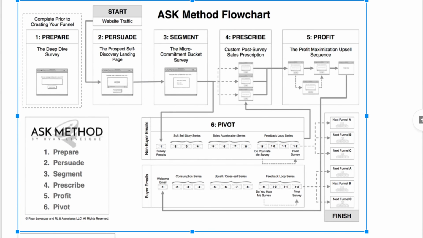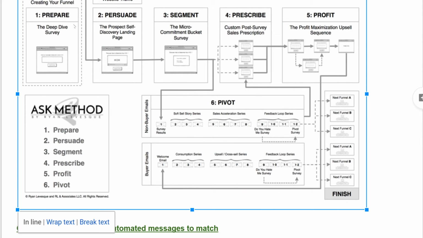So what happens here is they come from an ad to our landing page, right? We persuade them with this little simple landing page video to take the survey. The survey segments them. If they do buy right away, they go to the follow-up buyer series. So there's a welcome email consumption series that kind of walks them through the product, reinforces the fact that they made a great decision. Then we can do an upsell cross-sell sequence, 5 to 8 emails in.